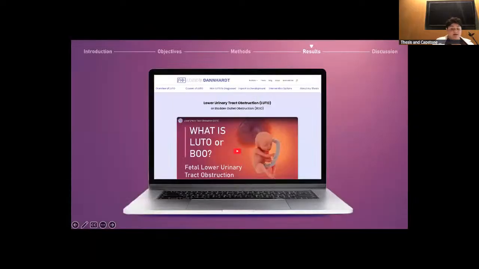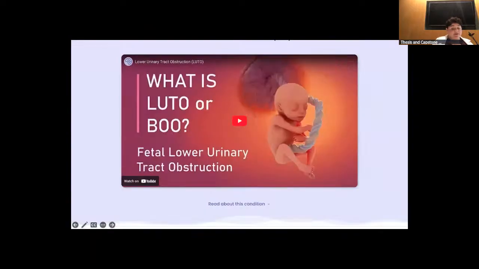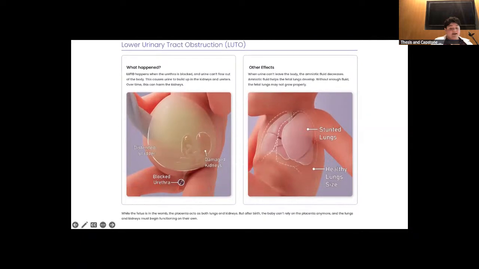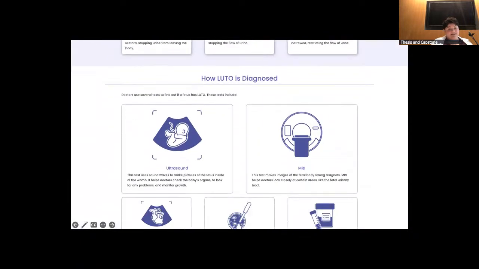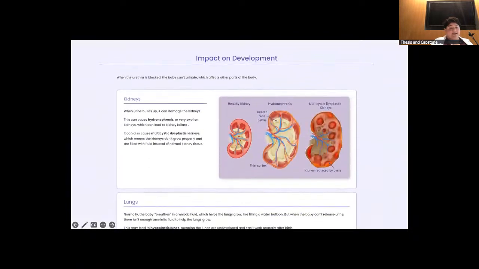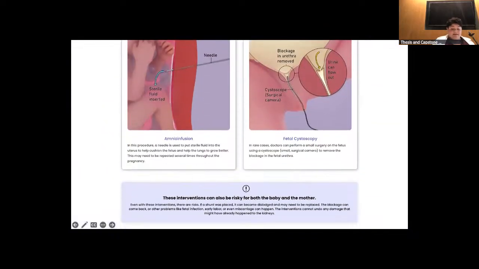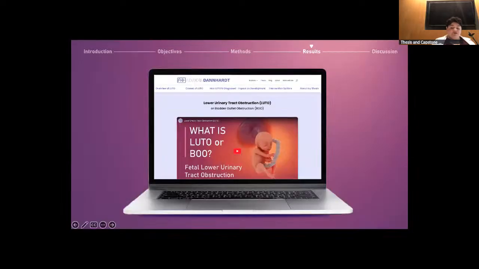So to accompany that video, I built an expanded website using WordPress and Divi. It presents the same topics in more depth: healthy anatomy, anatomy of the condition, causes, diagnosis, developmental impact, and intervention options. The website is designed for flexible browsing. It's image-driven, skimmable, and sectioned for ease of use.